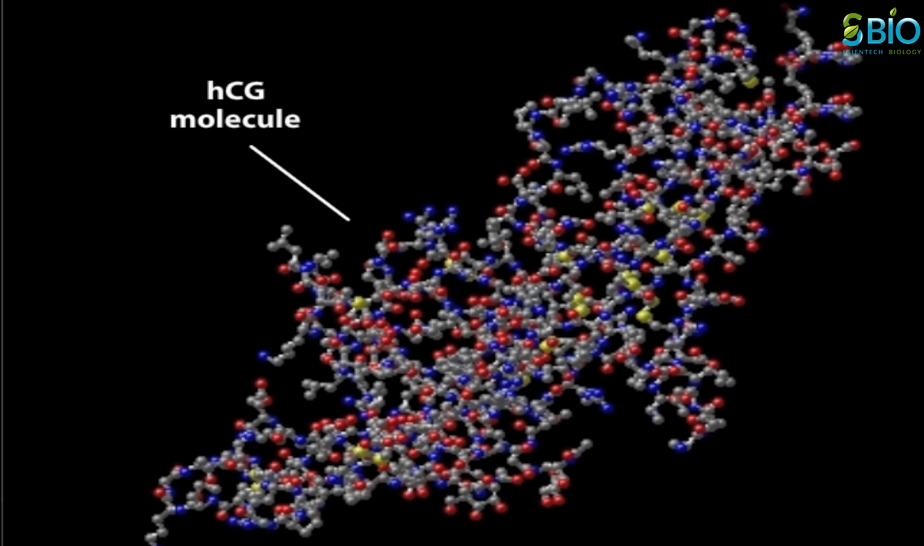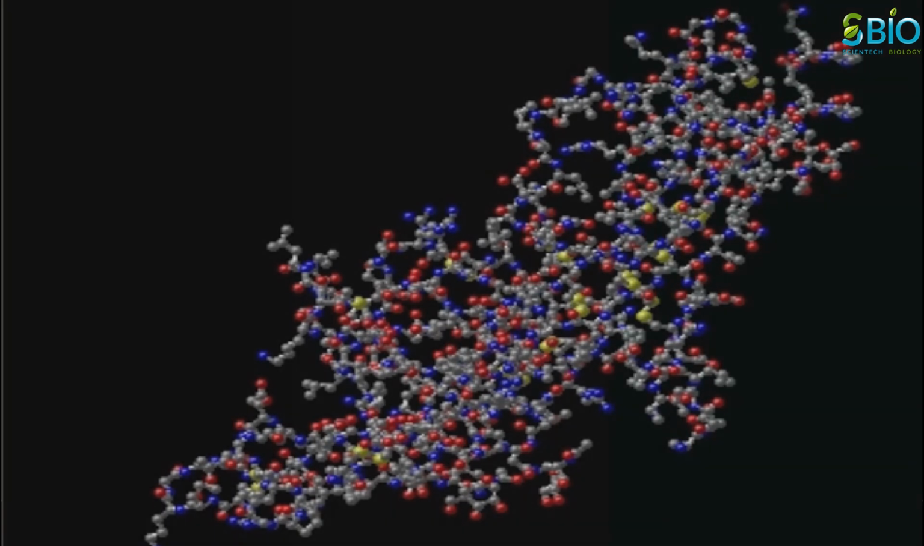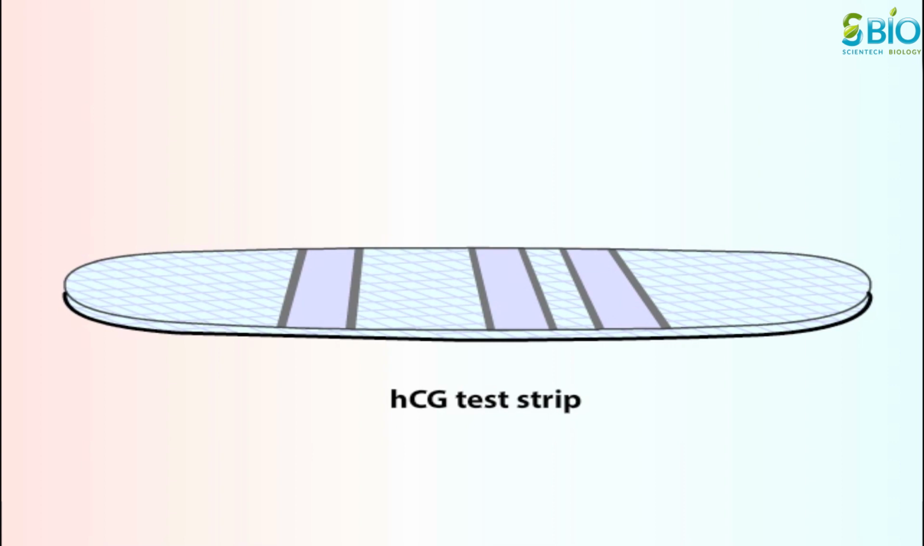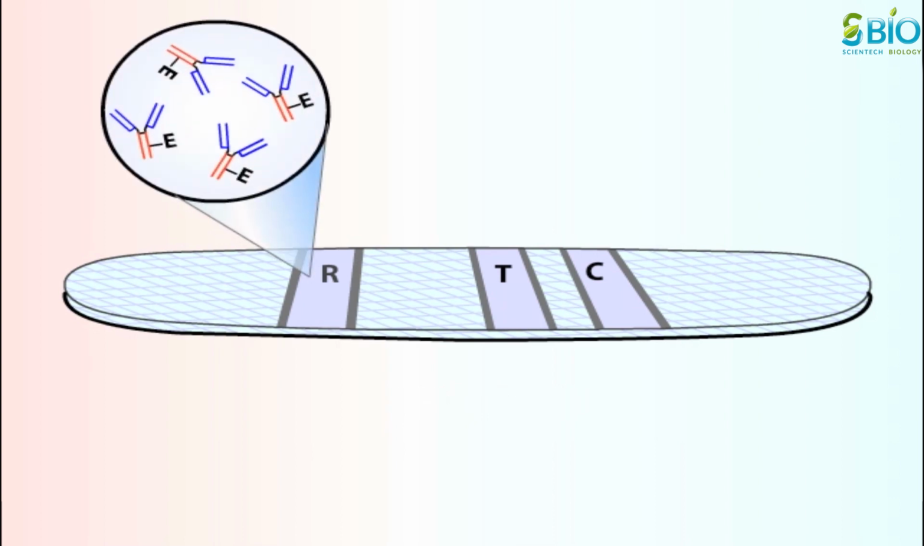A pregnancy test is based on the ability of proteins called antibodies, placed on a commercially prepared test strip, to bind to the HCG in the urine. The test strip contains three zones, here labeled R, T and C to indicate a reaction zone, test zone and control zone. The reaction zone contains a type of antibody that recognizes and binds to the HCG molecules, and is therefore called an anti-HCG antibody.